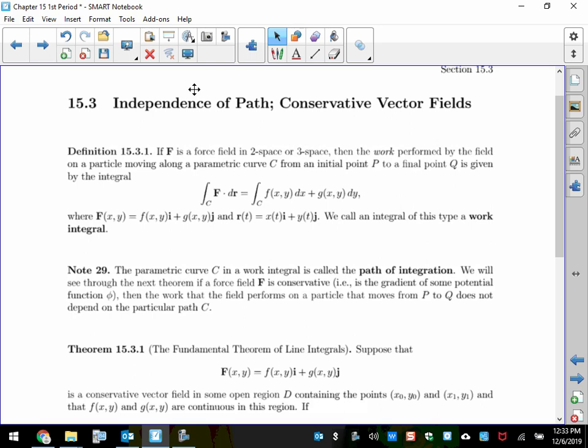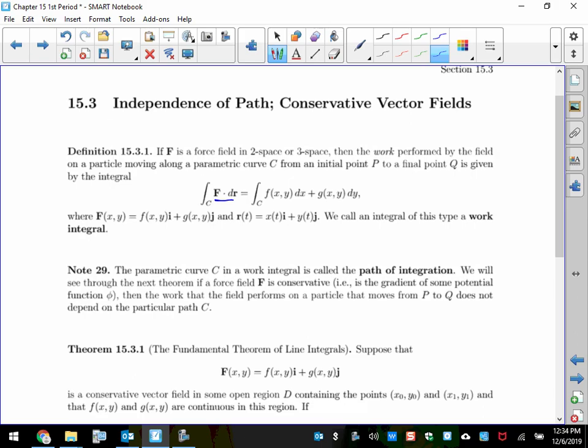So if you look at definition 15.3, if you've got some field F in 2 or 3 space, then the work performed by the field on a particle, so it's the field that's doing the work, along some path, C, some curve, from some initial point P to Q, is calculated by this integral. Now notice here that we have F dot dr. So what we're doing is finding the amount of the field in the direction of the path. So how much of the field is moving in the direction of the curve, and that's what that dot product is calculating there.